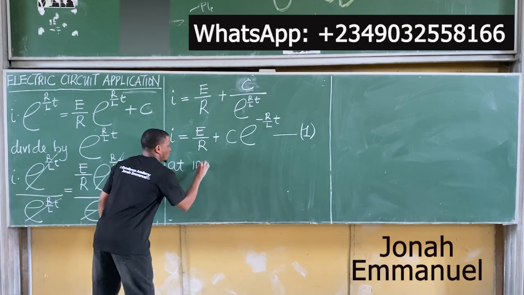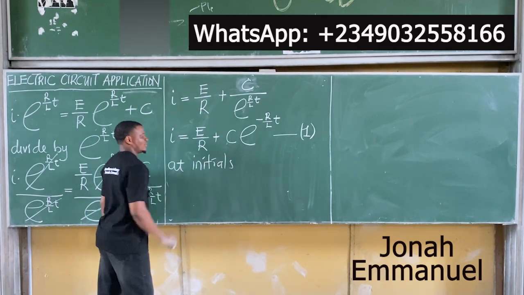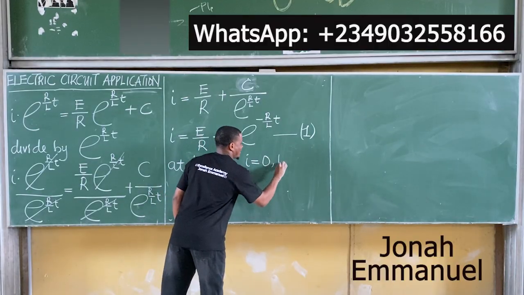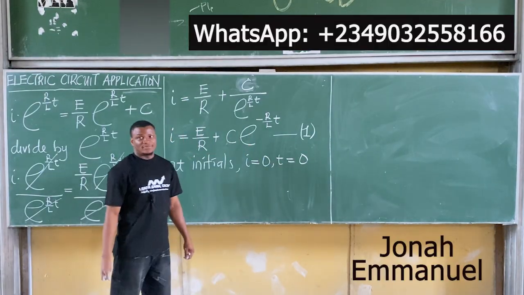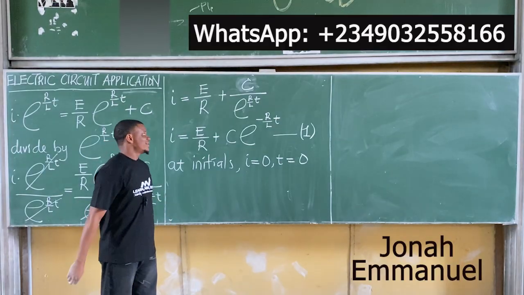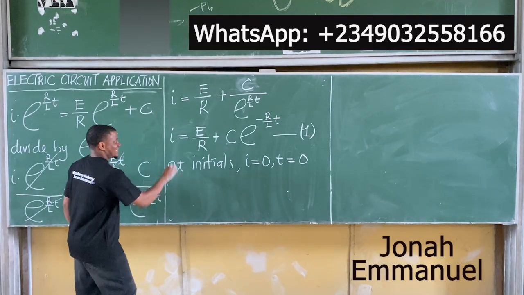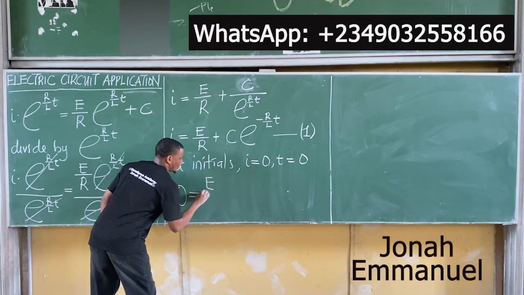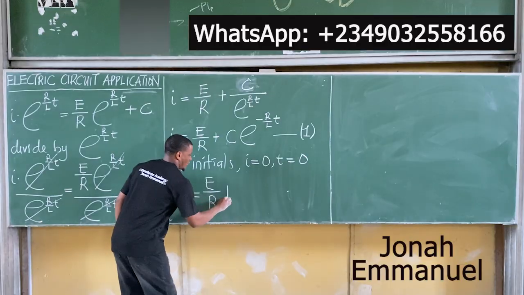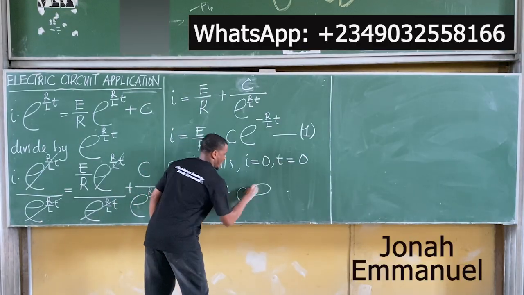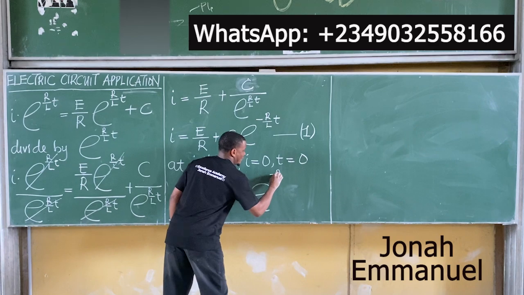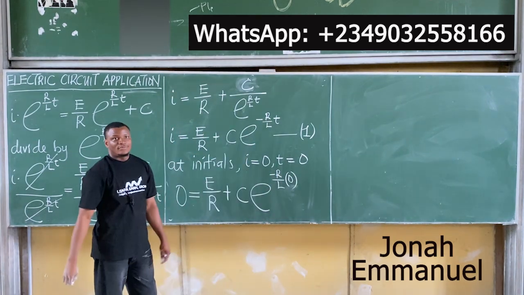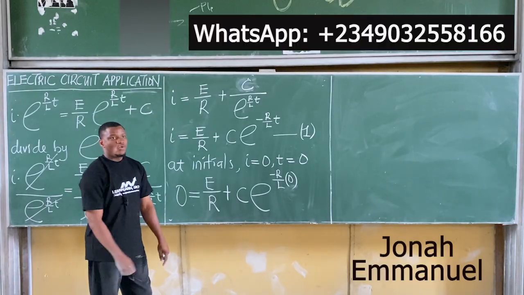At initial, open circuit, we had that the current was zero. What was the time then? We had not started reading time. So time is zero, current is zero. What have we got? We have that I of 0 is equal to E over R plus C exponential negative R over L times T. Put I as 0, put T as 0. What do you come up with?